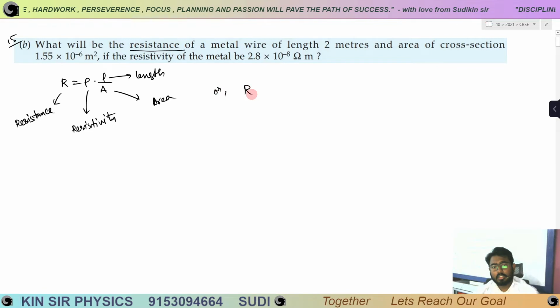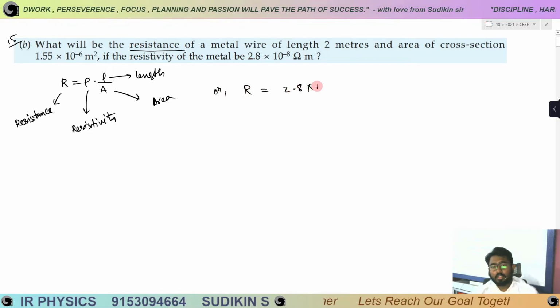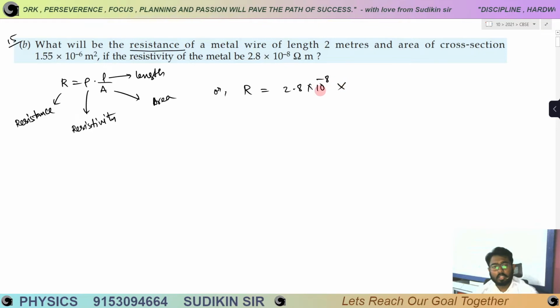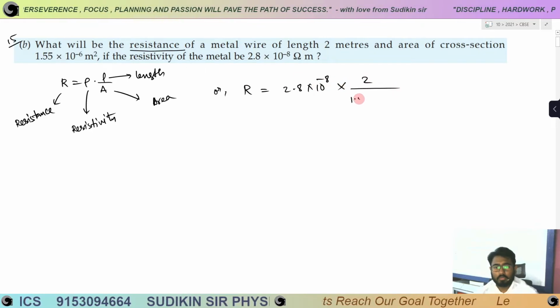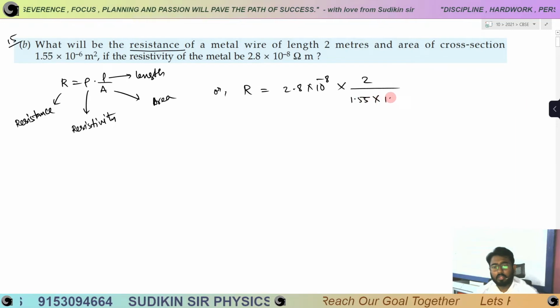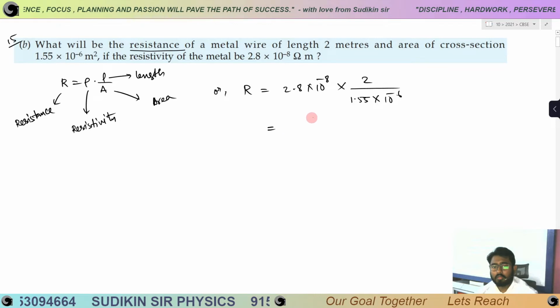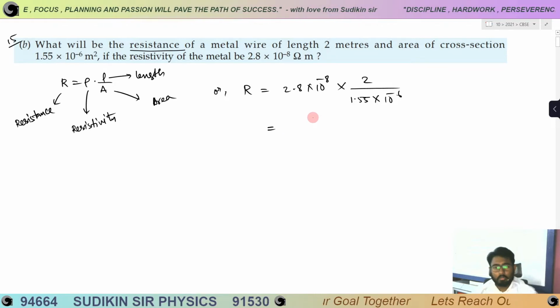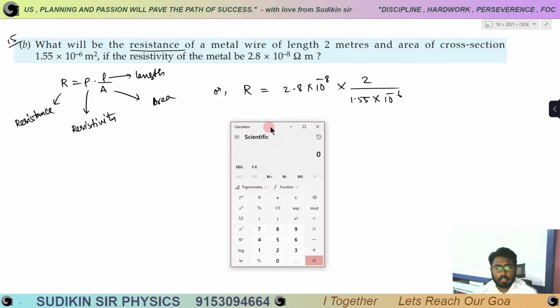Resistance R equals rho, which will be 2.8 into 10 to the power minus 8, times length, given as 2 meter, divided by area, given as 1.55 into 10 to the power minus 6. Okay, so we will do a calculation of it. Whatever the answer will be, that will be the answer. Okay, let me take the calculator.